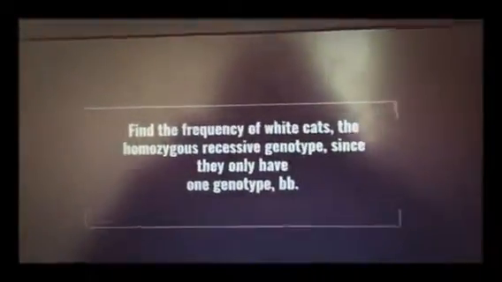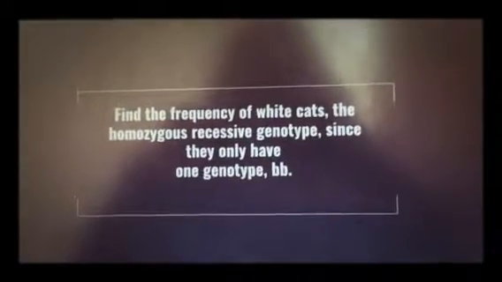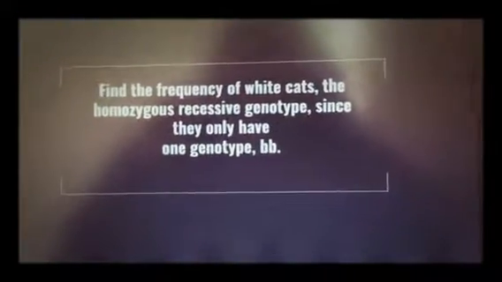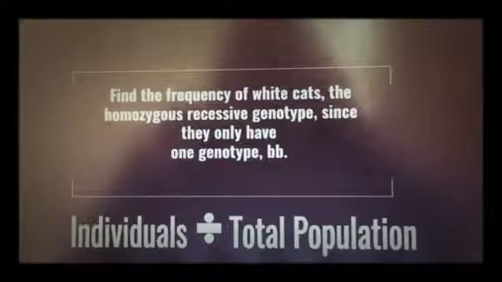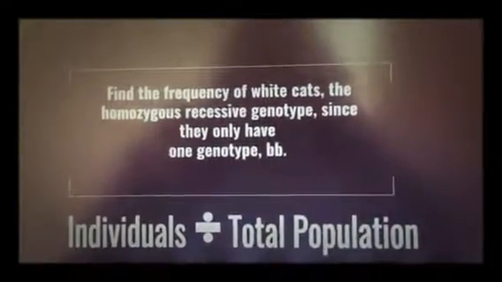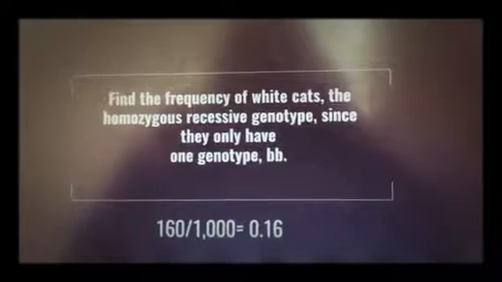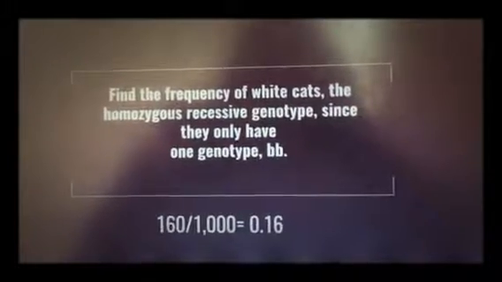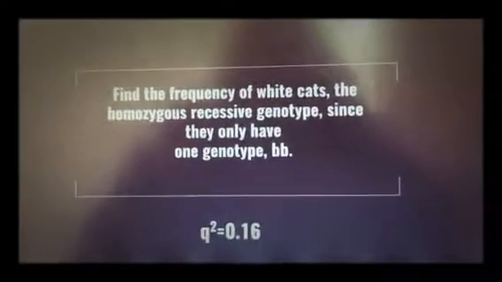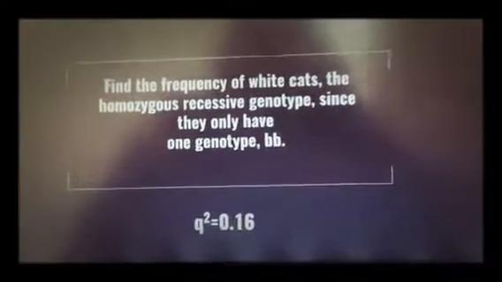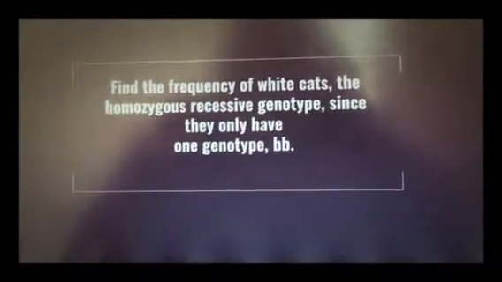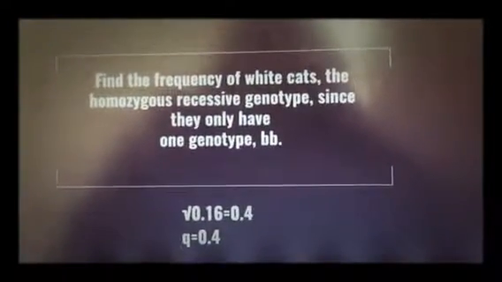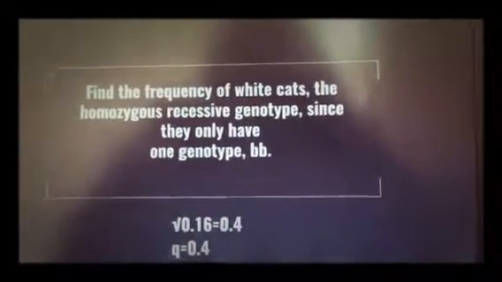To do this, first we have to find the frequency of the white cats, the homozygous recessive genotype, since they only have one genotype, bb, and it's simpler to solve. To do this, we need to do individuals divided by the total population. In this case, it's 160 divided by 1,000, which equals 0.16. Now that we know this, we can say q squared equals 0.16. The square root of 0.16 equals 0.4, so q equals 0.4.